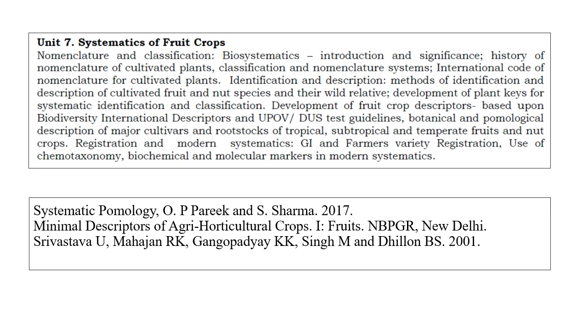Then next is systematics of fruit crops. So how to name a plant, which genus it comes under, which family it belongs to, which particular group, or what are the characters of a particular group of plants which comes under this class. Likewise we have to learn in the systematics of fruit crops, and questions can be there. Then the new GI-tagged crops should also be checked. Then Systematic Pomology by O.P. Parikh and S. Sharma can be referred, and also minimal descriptors by NBPGR.